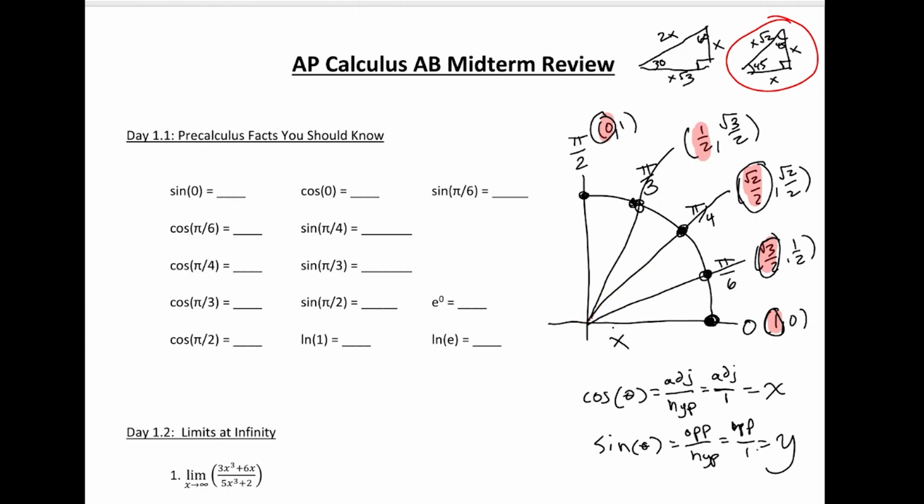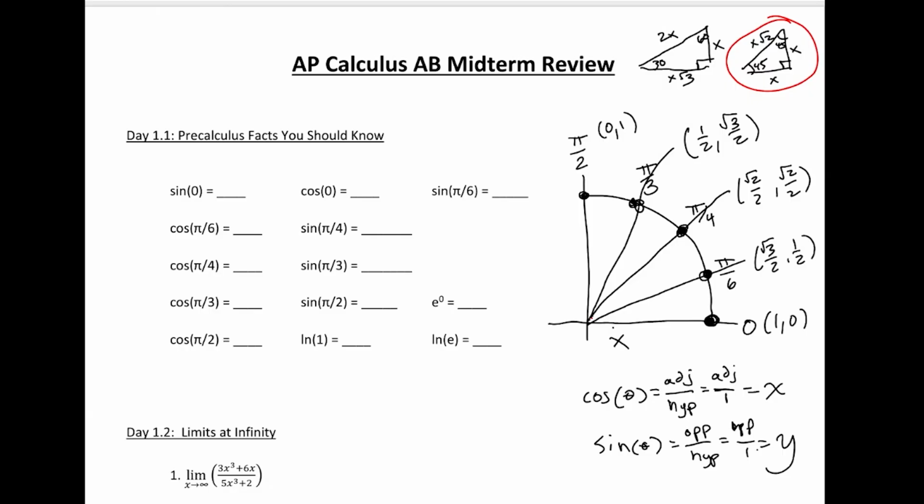You can also just draw a right triangle and focus on those special right triangles that I drew up above. This can also help you find these values. But if you know your unit circle pretty well, then I think it's a little faster to do it that way. Okay, so let's go through these one at a time.